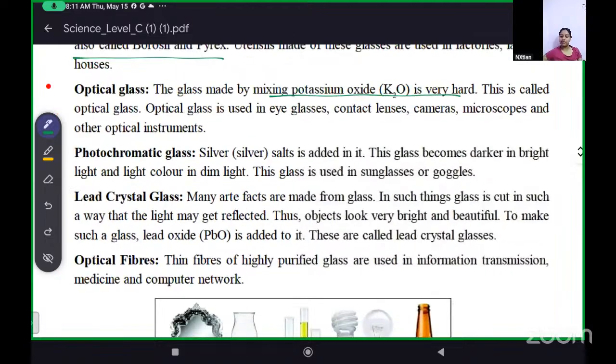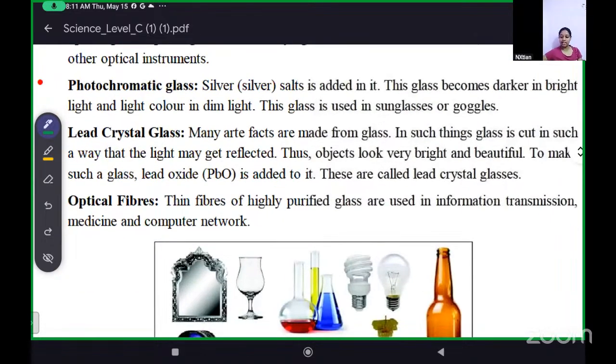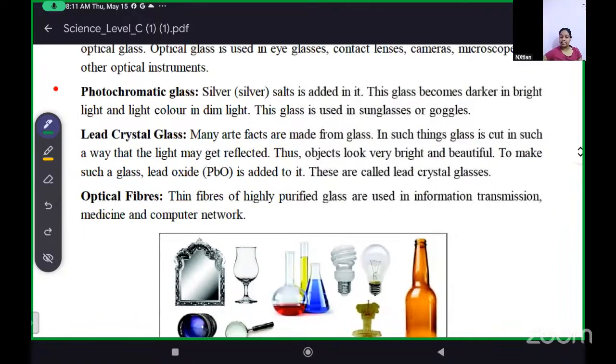Then there is another glass called photochromatic glass. Silver salts are added in it. So this glass becomes darker in bright light and lighter in color in dim light. Have you seen those dark and light sunglasses? Shades, or sunglasses, become darker in very bright light and lighter in dim light. It works both ways. So those goggles and shades are made of photochromatic glass.